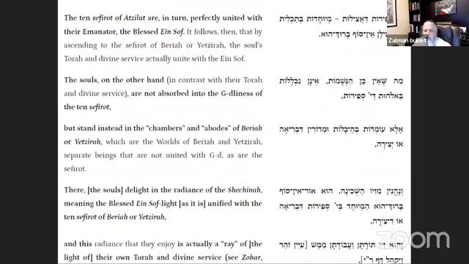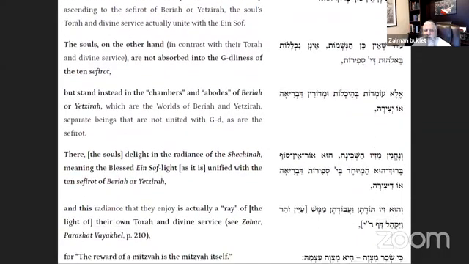But souls stand instead in the chambers and abode of Beriah, Yetzirah and Asiyah, the worlds of separate beings that are not united with God, as the spheres are. And that's what we bask in. We don't bask in the world. We are in the world, but we bask in the light of God that emanates in each of these worlds.